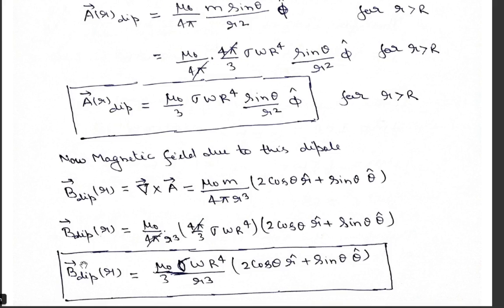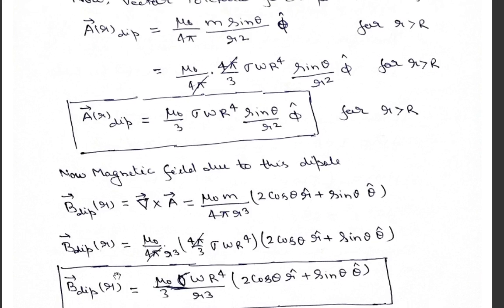So we will get the magnetic field due to dipole, that is mu 0 upon 3 sigma omega r to power 4 upon r cube, and that is 2 cos theta r unit vector plus sin theta theta unit vector. So this is the magnetic field due to a rotating spherical shell in terms of spherical polar coordinates. Obviously this result is exactly similar with the result we have obtained by other methods. So this is the magnetic field due to a rotating spherical shell.